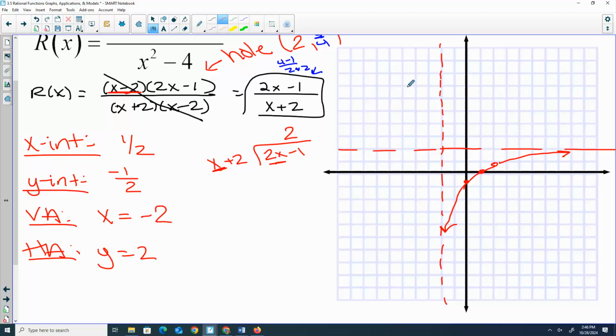So I could plug in a number. Again, you can do it into the reduced one. If I put in -3, for instance, I'll get -7 over -3, or 7/3. So -3, 7/3, that's bigger than 2, so it's up here. And it will look something like that.